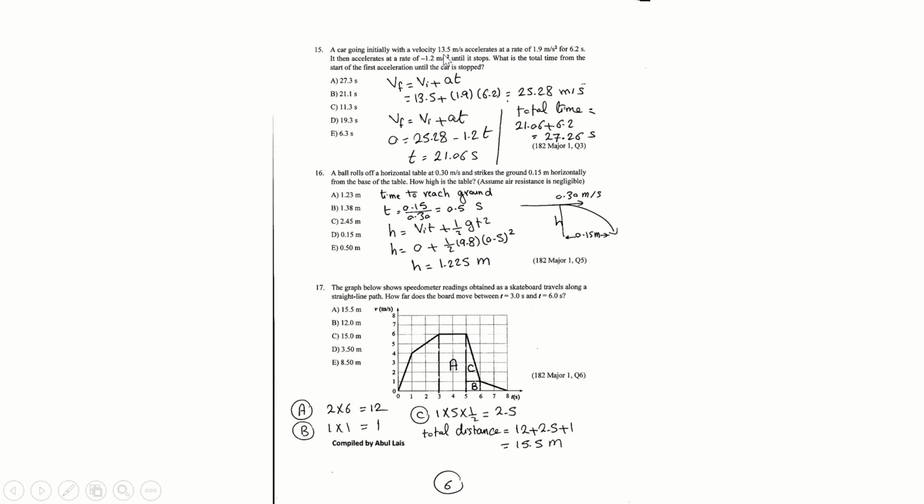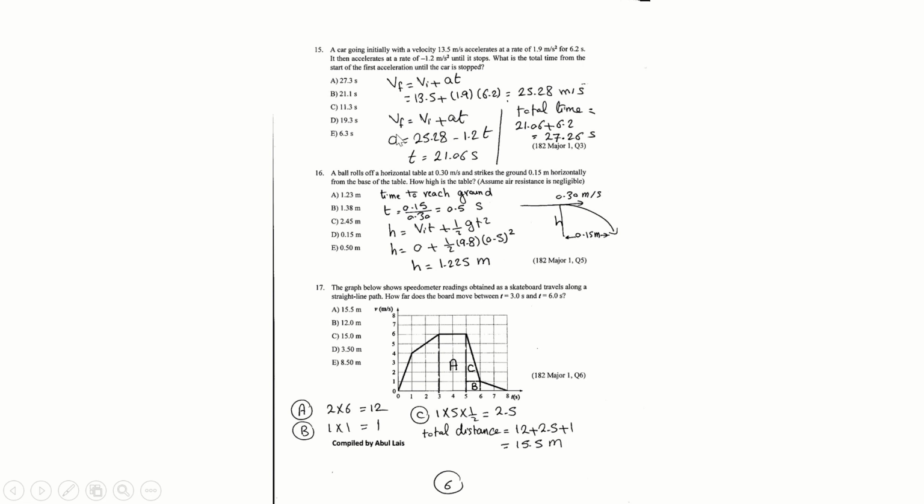Now what is the V initial? It is 13.5 meters per second. And what is the acceleration? 1.9 meters per second square. And what is the time? 6.2 seconds. So the final velocity becomes 25.28 meters per second.